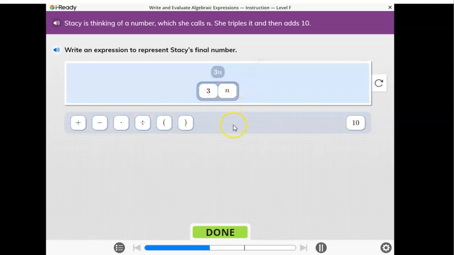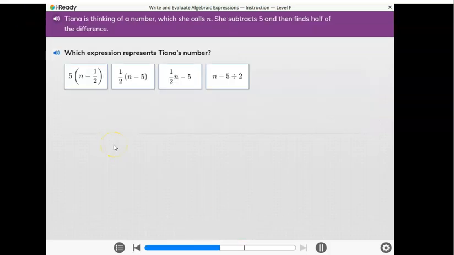All right, now we need to then add 10. So we're adding means plus 10. So here we have, again, we're using a variable number for n.